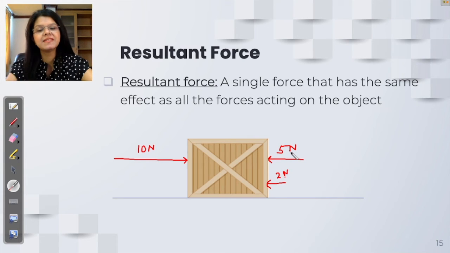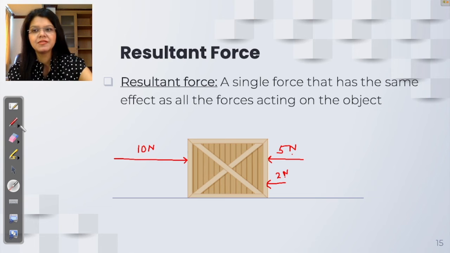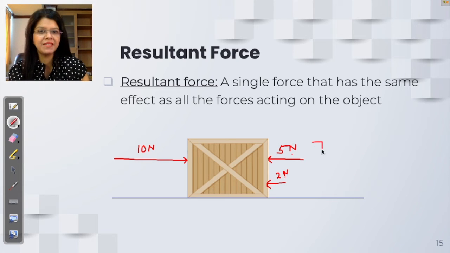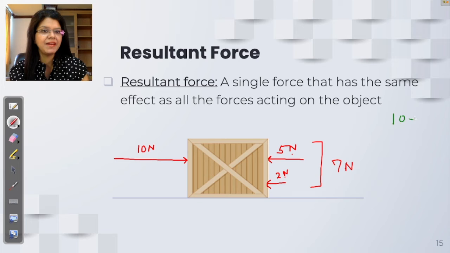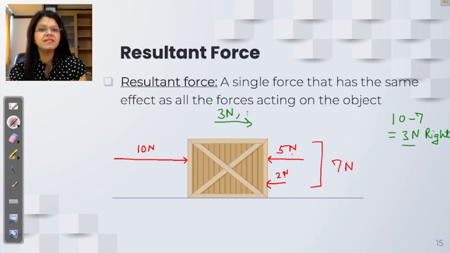Total force towards the left, they combined together, they are 7. And the total force towards the right, you know, is 10. Right? So the resultant would be 10 minus 7, which is 3 newtons. In which direction? The resultant is always in the direction of the bigger force. So it is towards the right. Alright. So this is your resultant. 3 newtons towards the right.